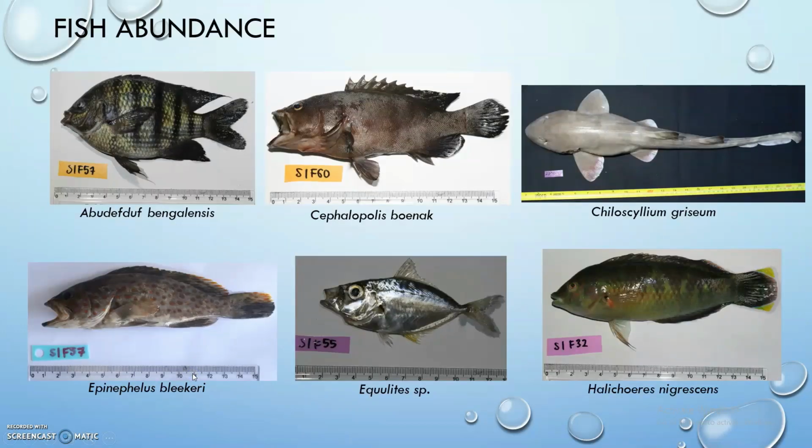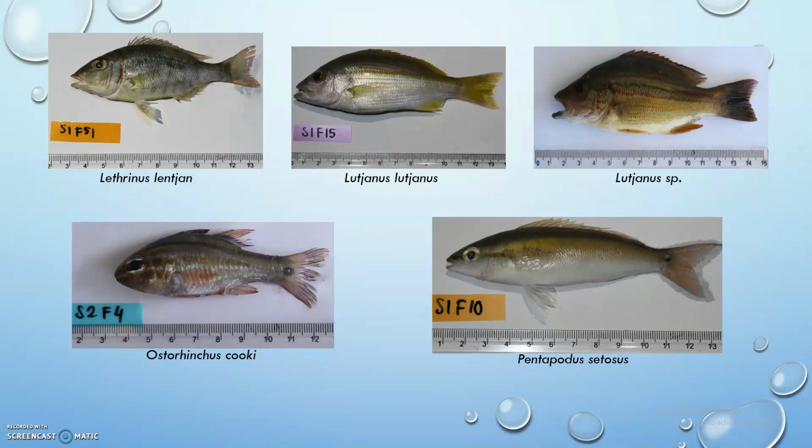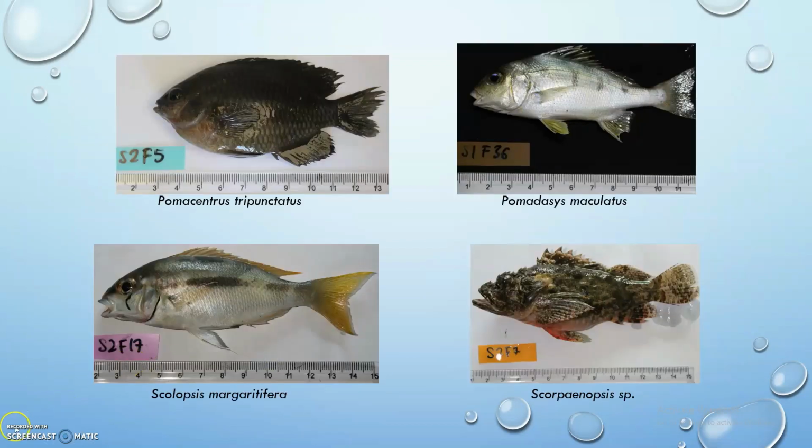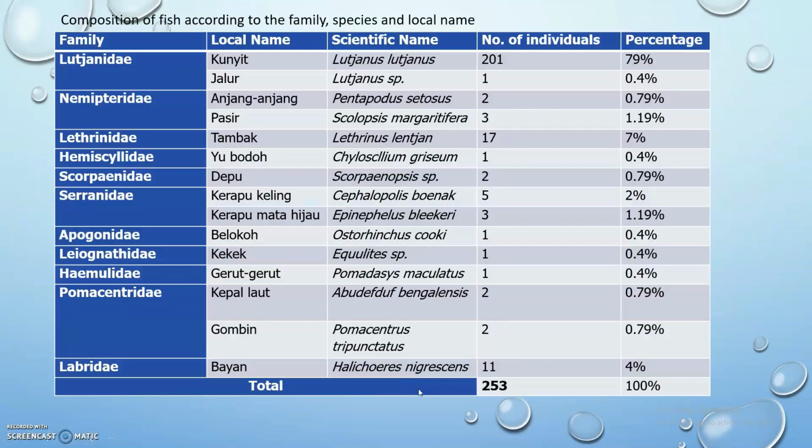For fish abundance, these are the species that I caught during the sampling. This table shows the composition of fish according to family, species and local name. From the table, we can see that the most abundant species is Lutjanus lutjanus, with a total of 201 individuals. That represents almost 80% of the total individuals caught.